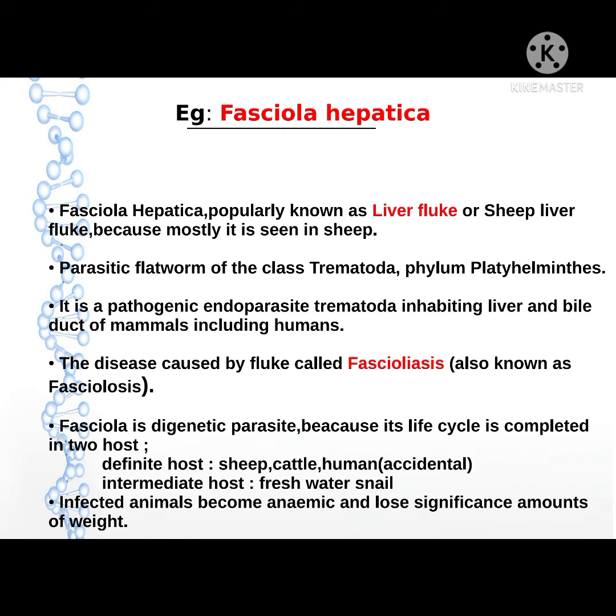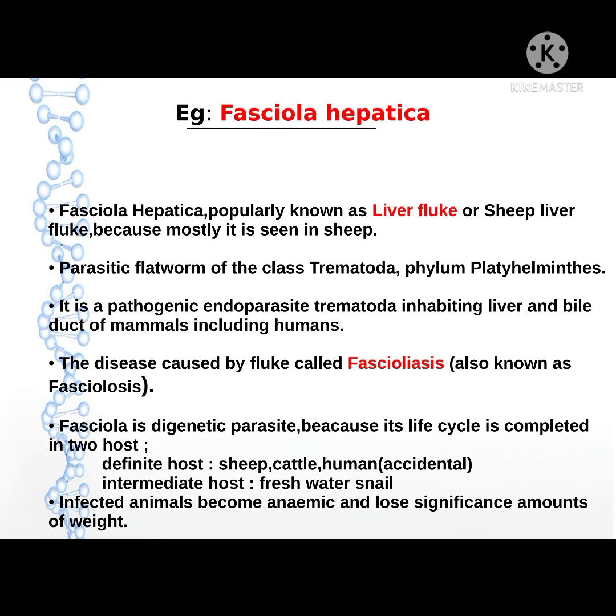The most common example for class Trematoda is Fasciola hepatica. Fasciola hepatica, popularly known as liver fluke or sheep liver fluke, because mostly it is seen in sheep. It is a parasitic flatworm of the class Trematoda, which comes under phylum Platyhelminthes. It is a pathogenic endoparasite inhabiting liver and bile duct of mammals including humans. The disease caused by flukes is called fasciolitis, also known as fasciolosis.